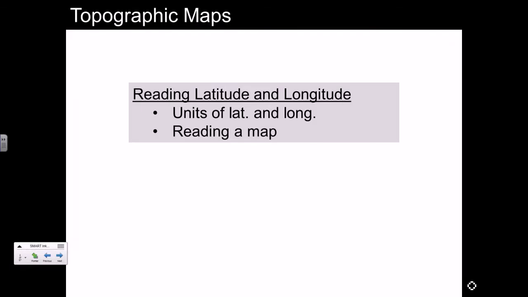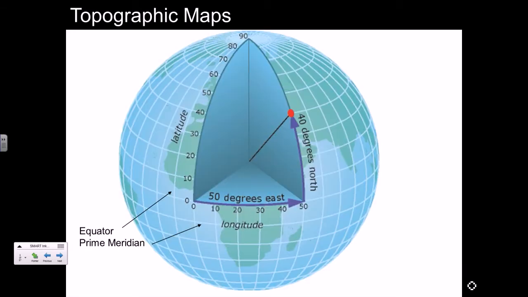So first we'll talk about reading latitude and longitude. In particular, we're going to cover the units of latitude and longitude, and then reading a map. Here you see a model of the Earth. It's been cut away, and we're going to talk about how we measure, and why we measure, and the units that we measure latitude and longitude.